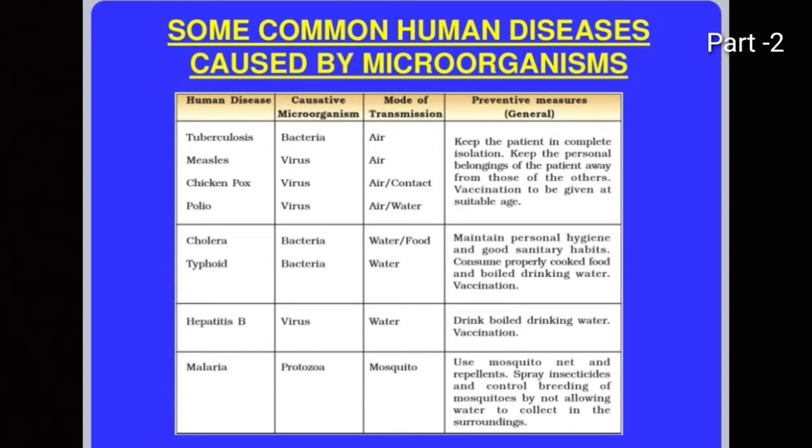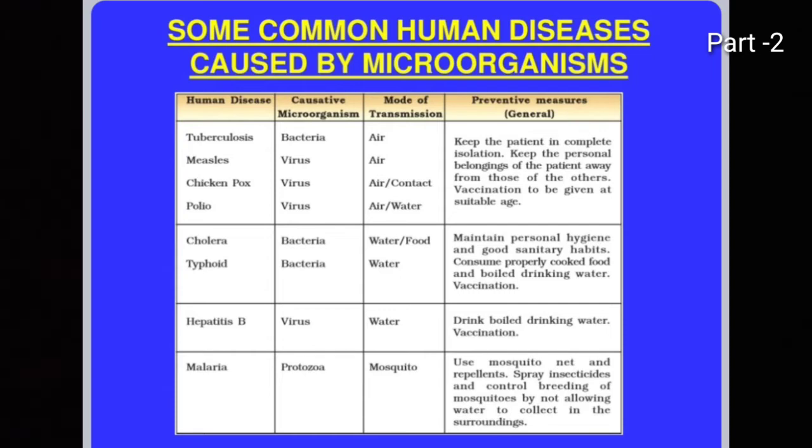Next is the human disease malaria. It is also caused by a microorganism, which is a protozoa. So it is a protozoan disease. What was the name of the protozoa which was causing malaria? It was spread by the mosquito, and the name of the mosquito was the female Anopheles mosquito. So the transmission is through the mosquito. So the mosquito acts as the carrier of this disease.